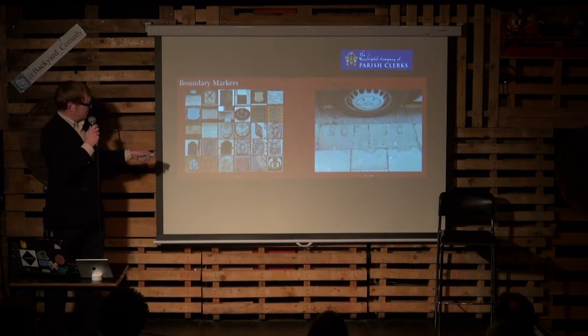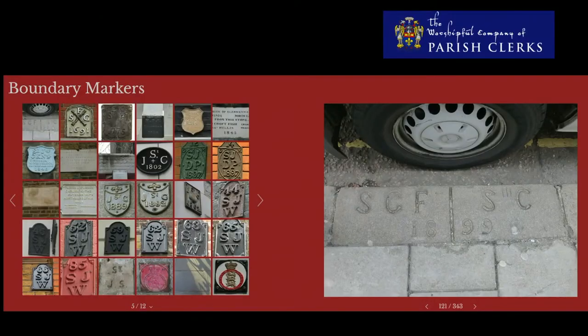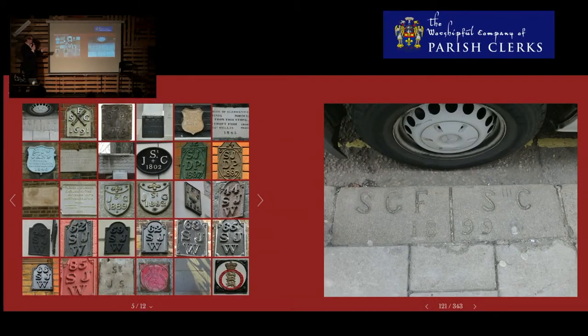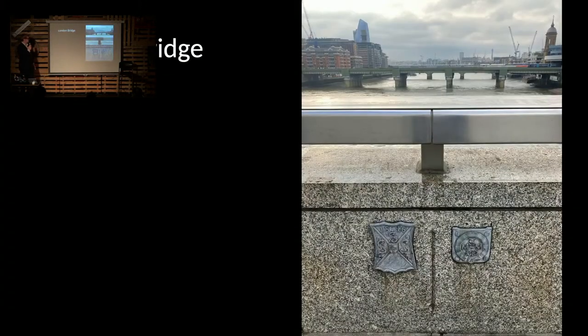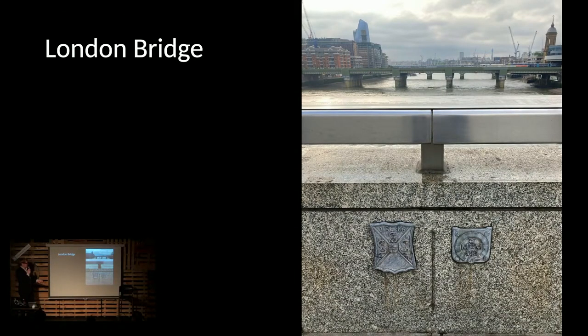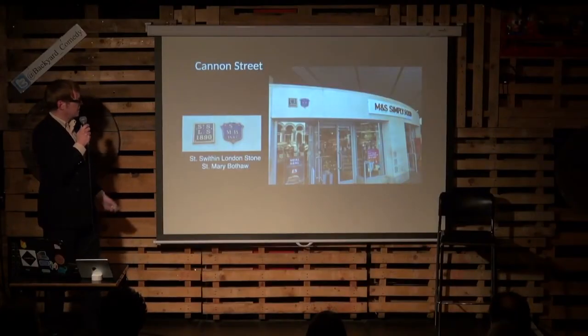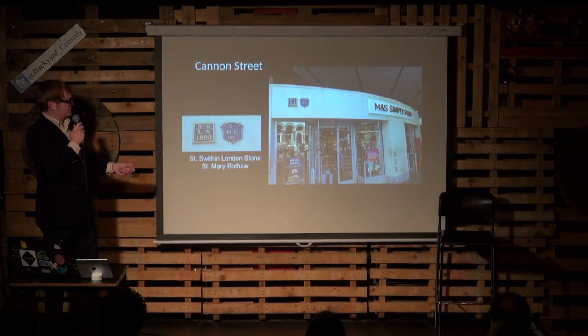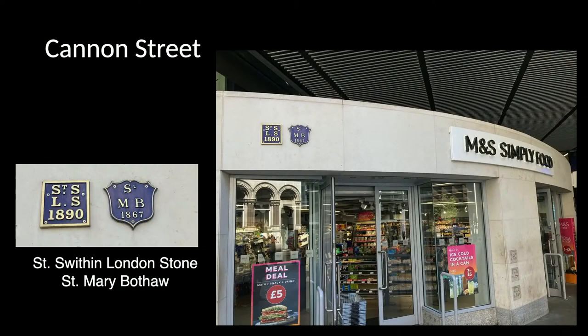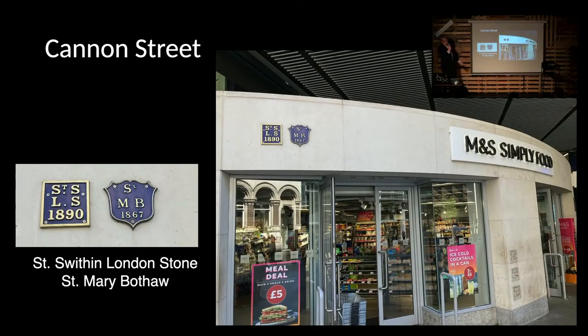Nice pictures, I think over 300 pictures of boundary markers on the Worshipful Company of Parish Clerks, if you're interested. London Bridge, most obvious one, if you walk over it, you find these two, hardly notice them, Southwark and one of the city parishes. Marks and Spencer's. Relocated boundary marker.